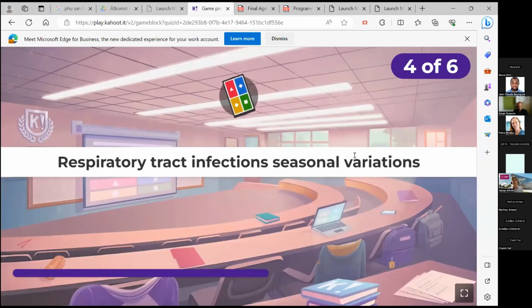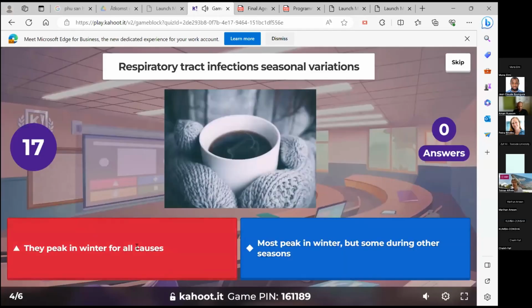Now, fourth question: respiratory tract infections, seasonal variation. They always peak in winter for all causes, most peak in winter, but some during other seasons.